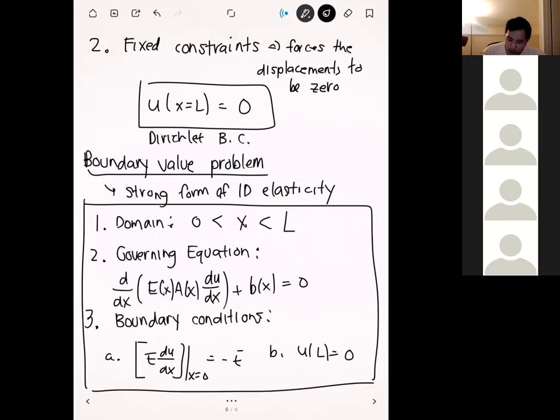And so this trio of things right here basically gives us the strong form of our boundary value problem. So remember, you need all three. All right, any questions on this before we do an example?